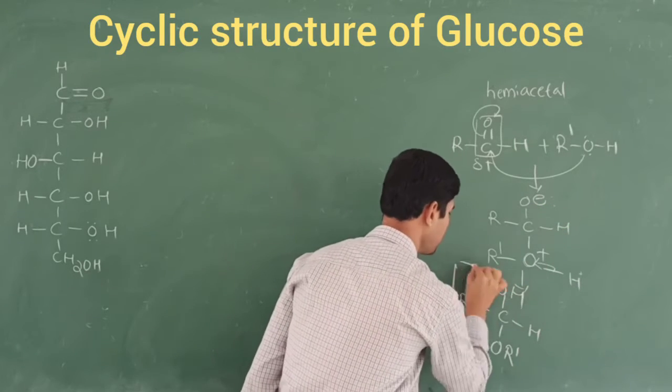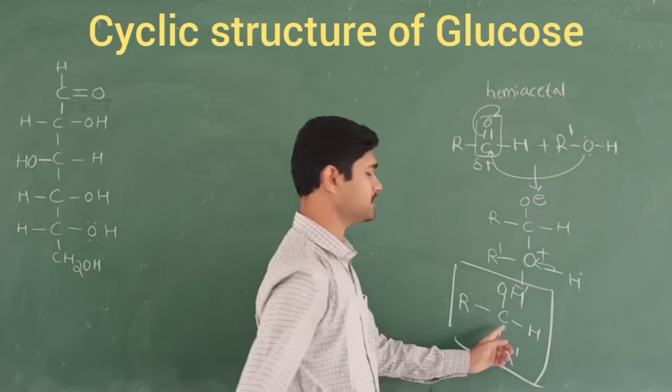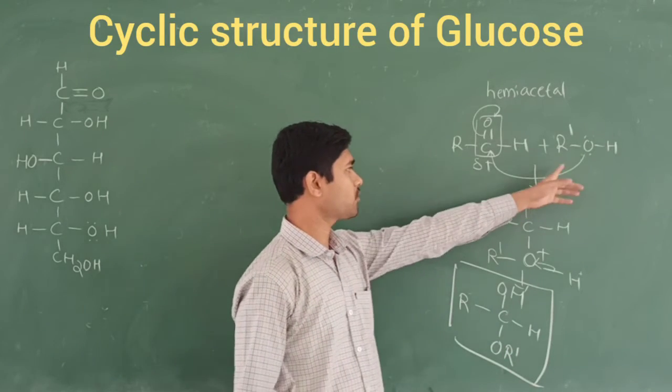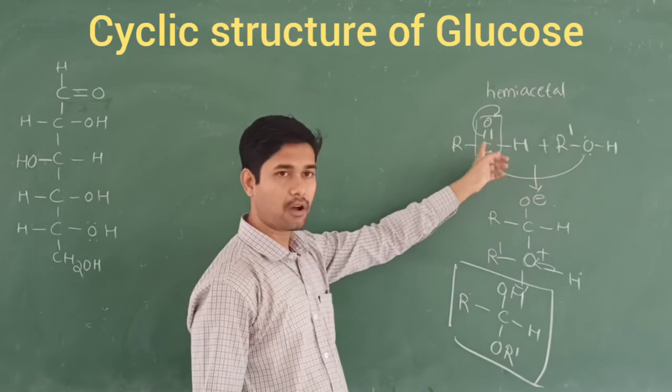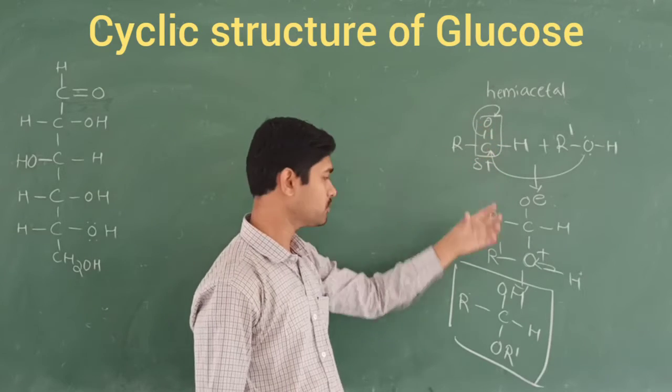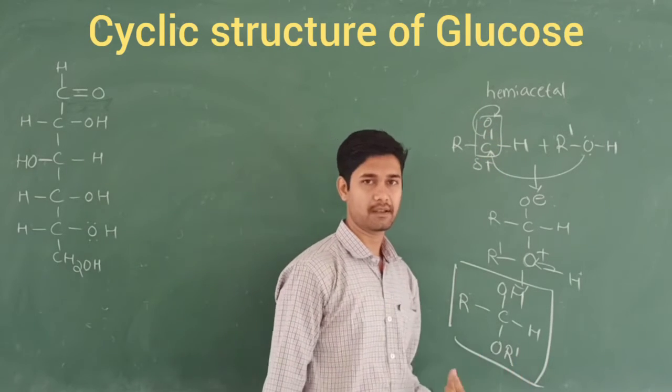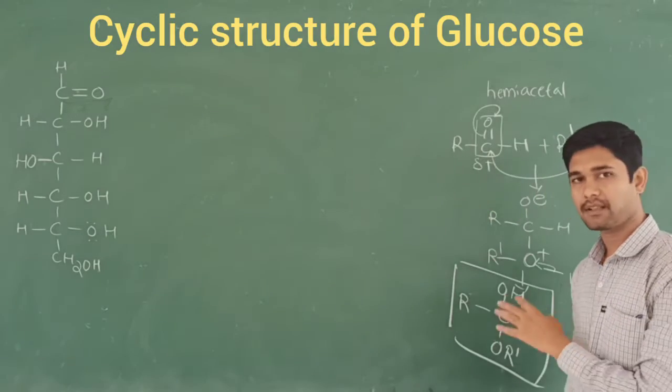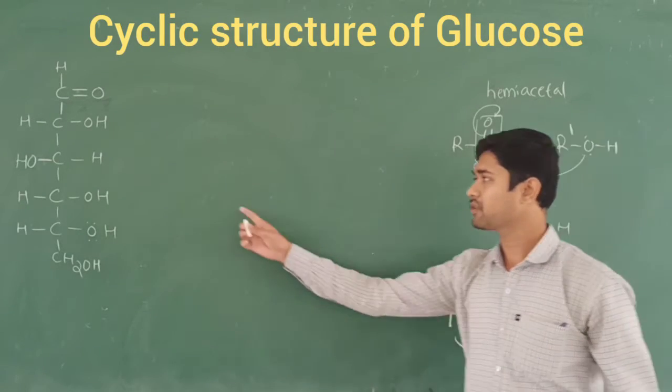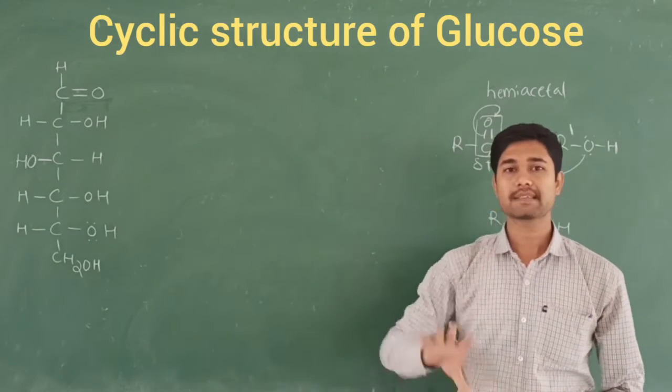So this is called a hemiacetal compound. Hemiacetal means the product formed when an alcoholic group attacks the carbonyl function of any aldehyde or ketone. So, using this concept of hemiacetal, we are going to convert glucose into its cyclic form.